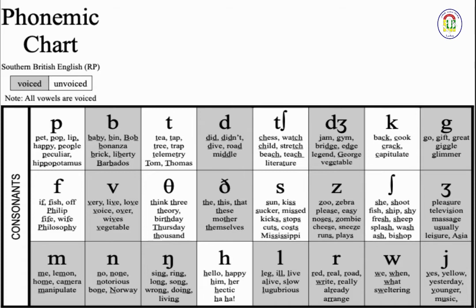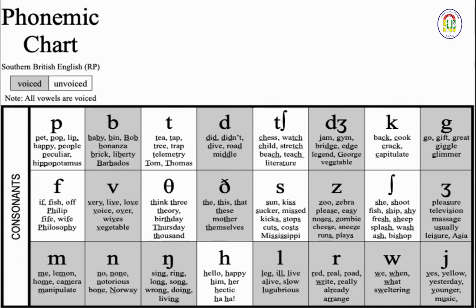D is a voiced, lenis, alveolar, plosive consonant, like in did, didn't, drive, road, middle. Ch is a voiceless, fortis, palato-alveolar, affricate, like in chess, watch, child, stretch, beach, teach, literature. J is a voiced, lenis, palato-alveolar, affricate consonant, like in jam, gym, bridge, edge, legend, George, vegetable.